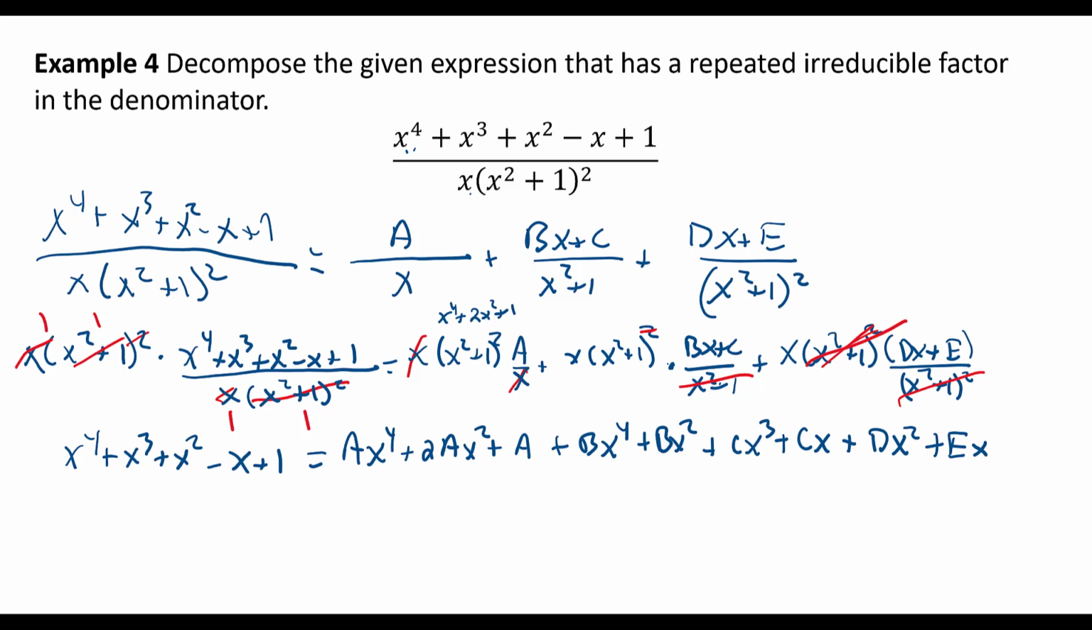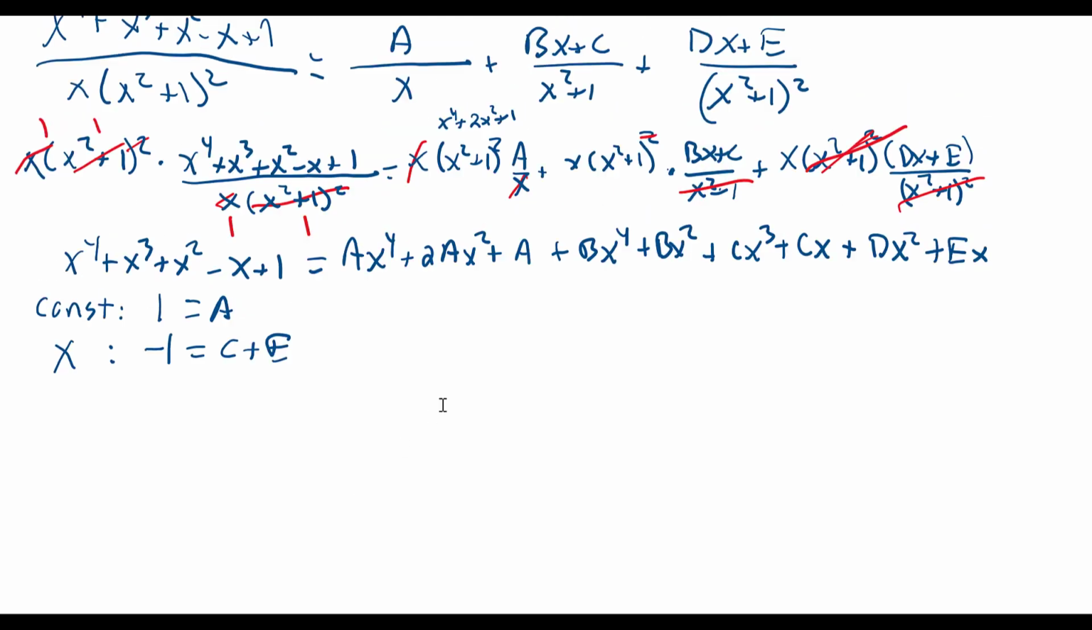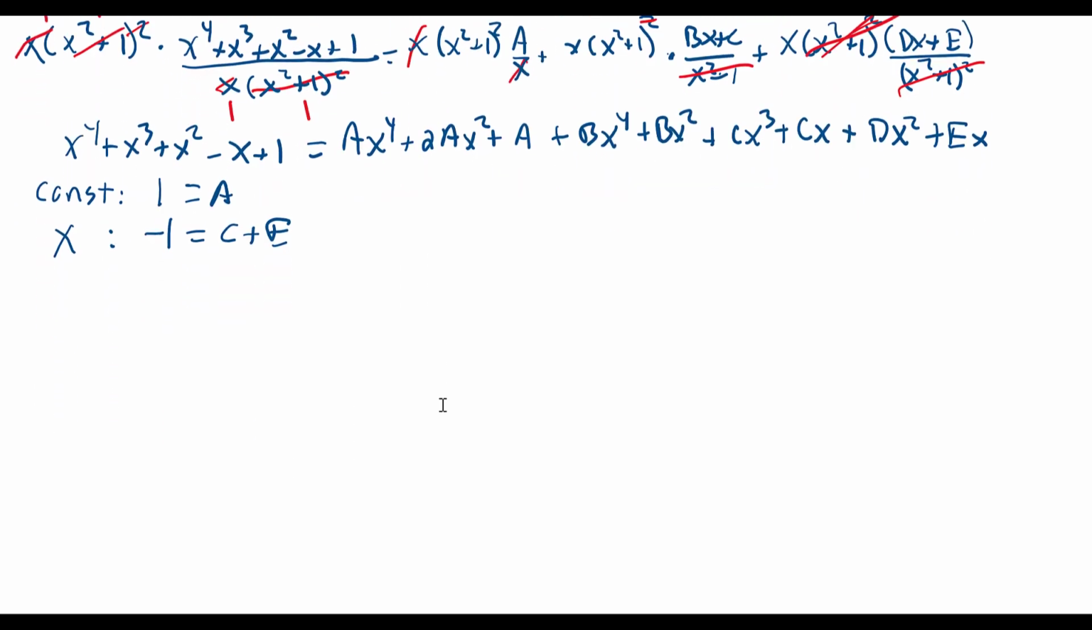So let's see what we have. Let's start collecting our terms. So for our constant, on the left I see a 1. On the right I see an a. And that's it. Hey, we got one of them already. Okay, so for our x terms, on the left we have a negative 1. And on the right, I have a c plus e. Okay, go back up here, make sure I got that right.